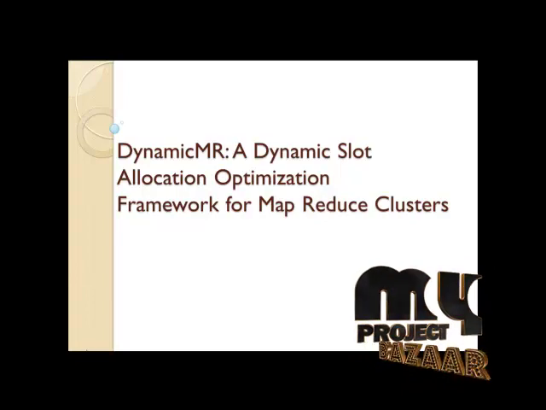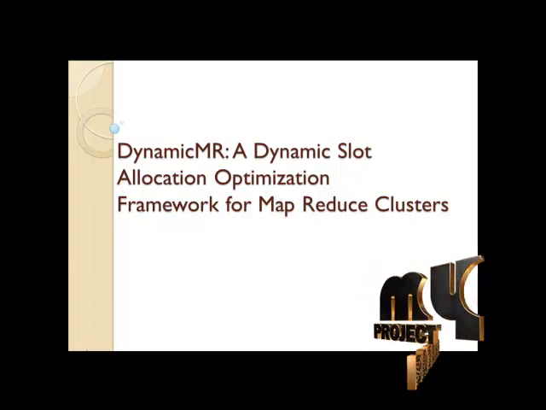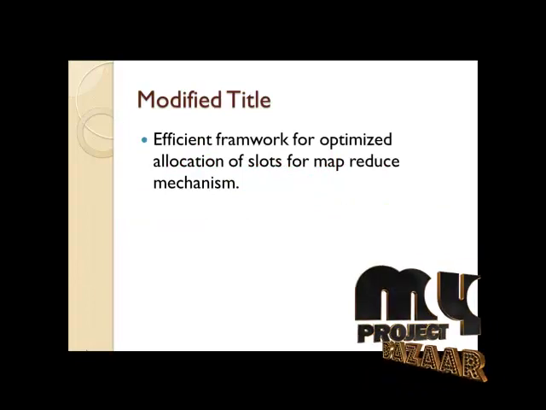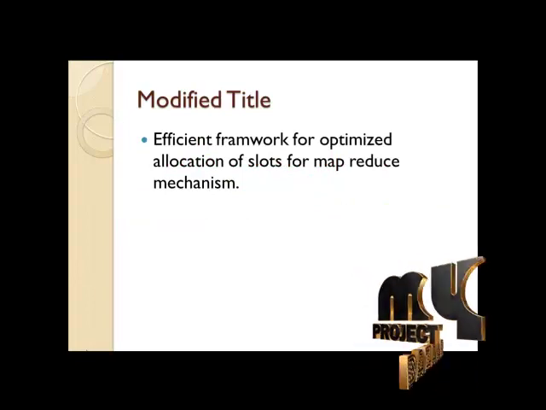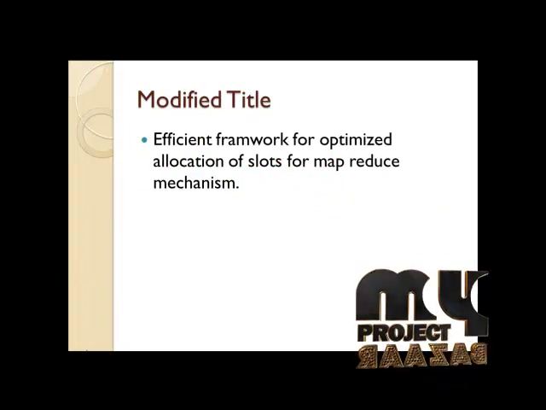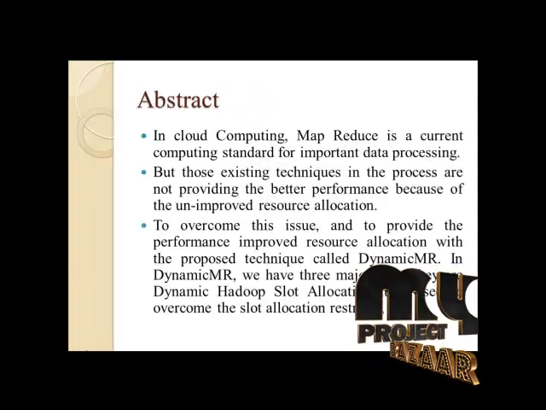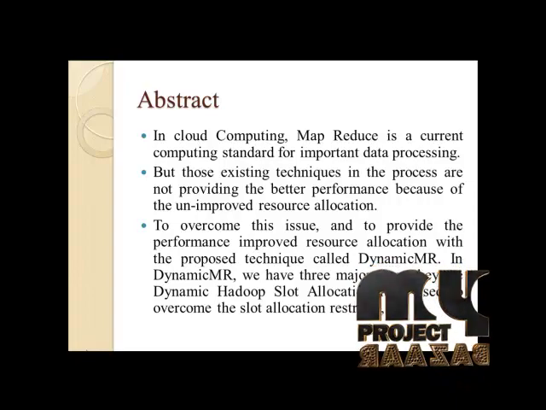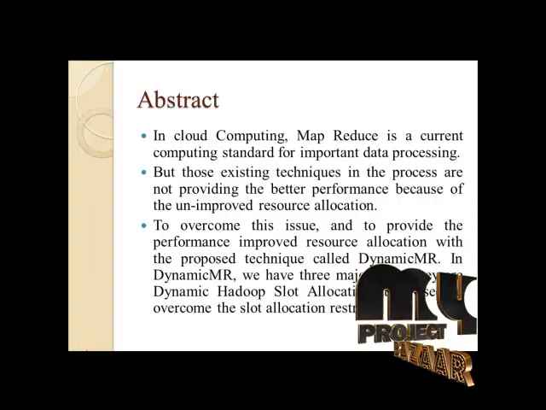This is a project titled DynamicMR, a dynamic slot allocation optimization framework for MapReduce clusters. The modified title is Efficient framework for optimized allocation of slots for MapReduce mechanism. This is the abstract of our project. In our process, we are going to perform dynamic slot allocation in the MapReduce paradigm.